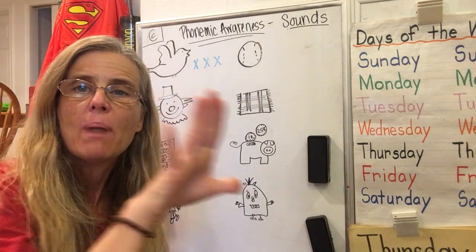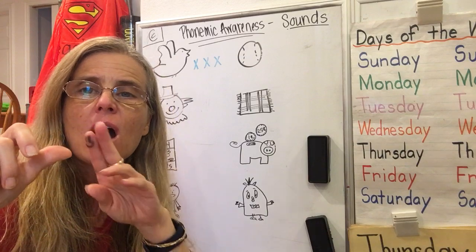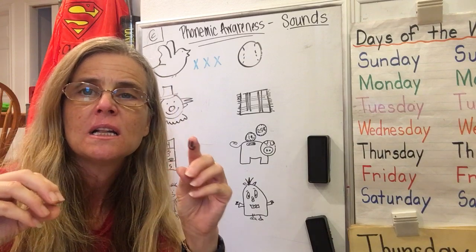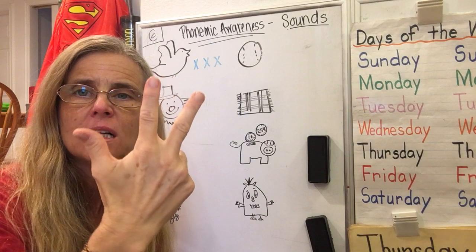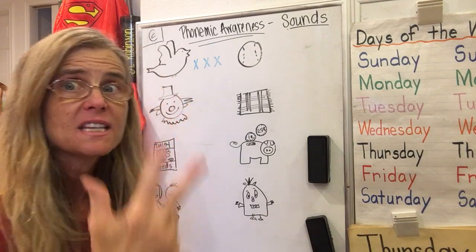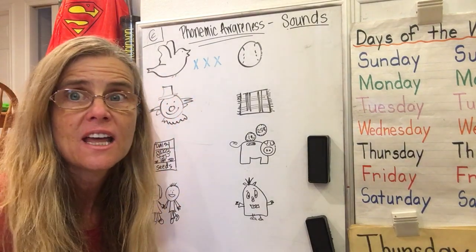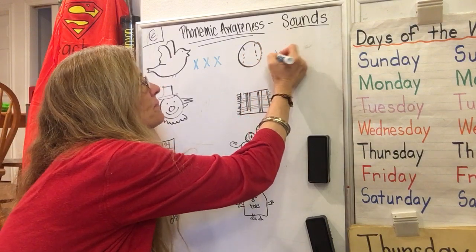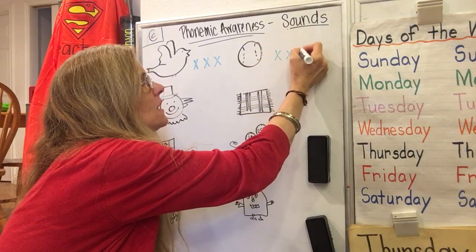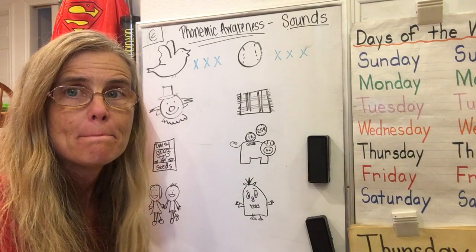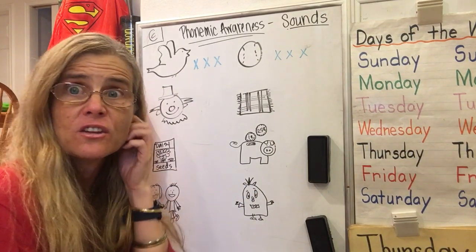Let's look at this. Ball. B, a, l. We hear 3 sounds, so we have to have at least 3 letters. B, a, l. And we can hear the vowel in there.